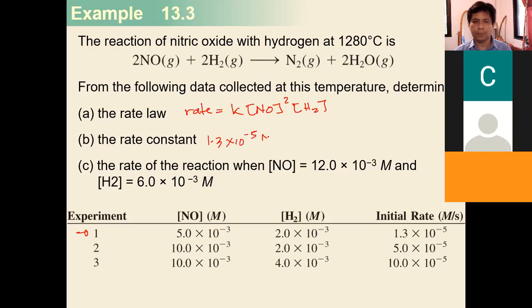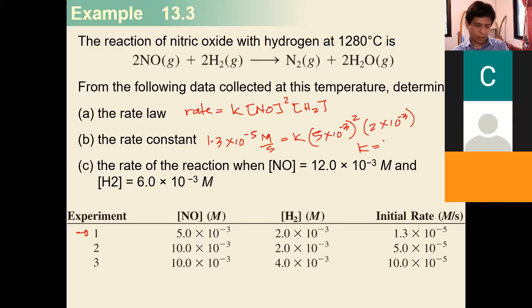1.3 times 10 to the minus 5. So this is molarity per second. Tapos K. Tapos yung NO, 5 times 10 to the minus 3 squared. Tapos ito yung hydrogen. Ano? 2 times 10 to the minus 3. Yan. Tapos, just try to solve for K. Shift solve. Kahit hindi mag-shift solve, pwede nyo lang i-divide, ano? Kung anong mas convenient sa inyo.